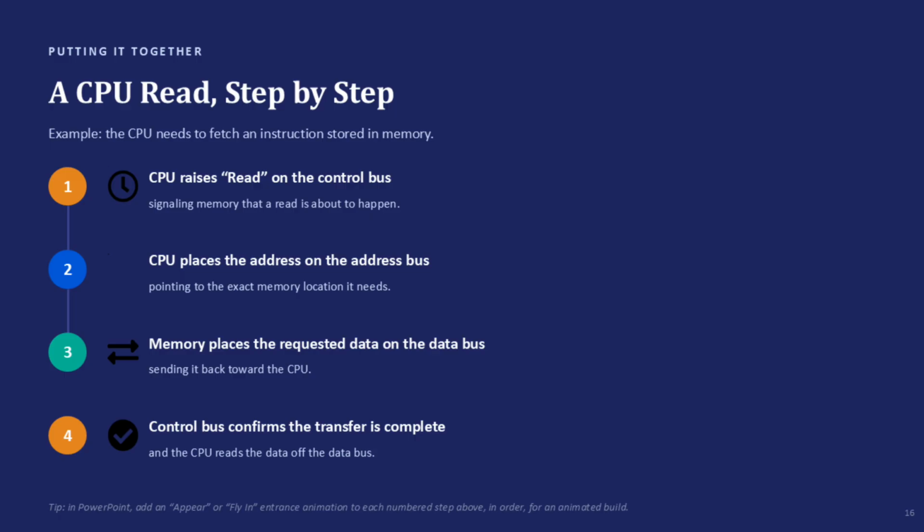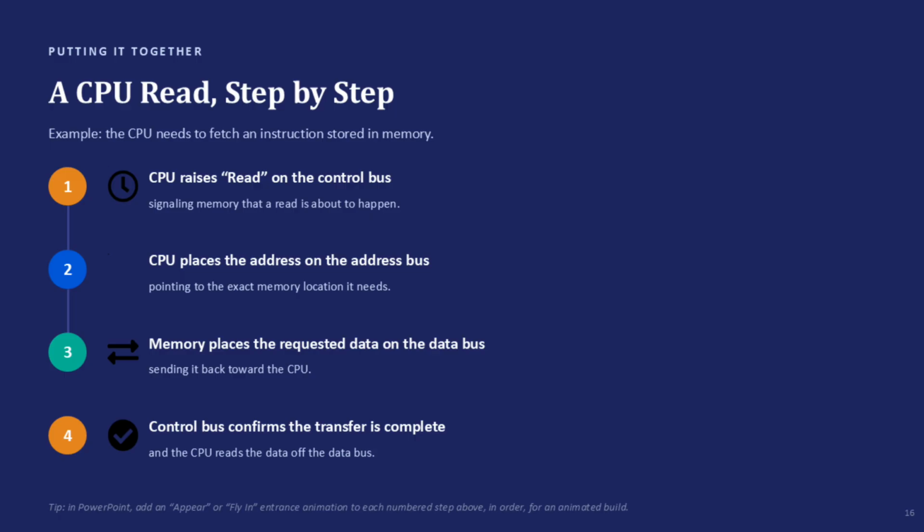Let's quickly review what happened. The control bus announced the operation. The address bus specified the memory location. The data bus carried the requested information back to the CPU. Every successful read operation follows the same sequence. That's why all three buses are essential. Without any one of them, communication would fail.